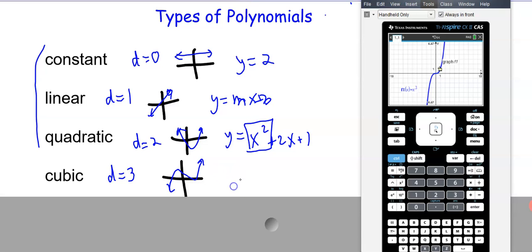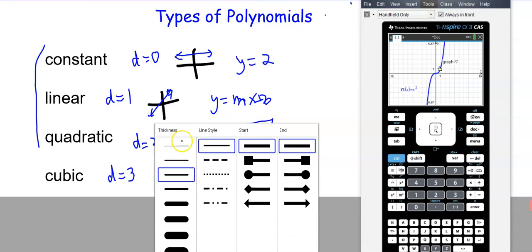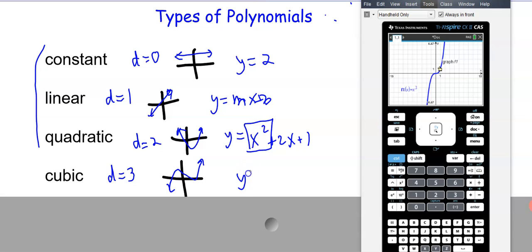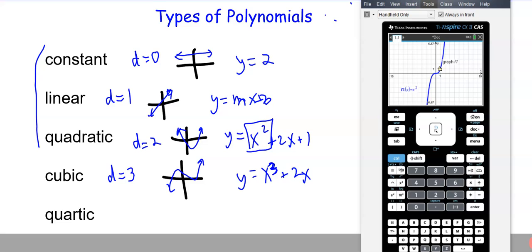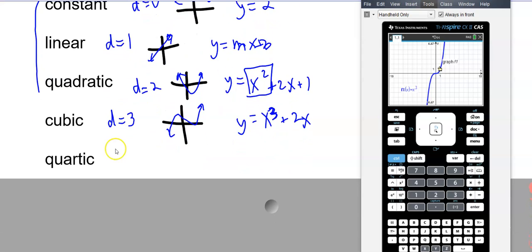So again, you're going to have y equals x to the third plus 2x or whatever the graph is, but it's going to have x to the third power. So when it's cubic, it's third power. That's the key. The highest degree term is to the third power. If it's to the fourth power, that's going to be called quartic. If you look at the graph of a quartic, it may have a couple of wiggles in the middle. So it might look kind of like a W. That could happen.